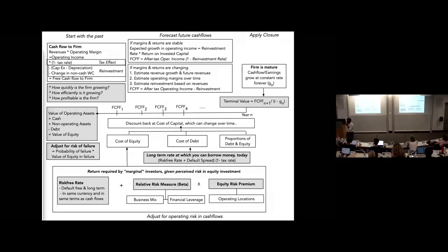Think of this as a relative risk measure. In fact, let's scale it around 1. 1 means your average risk. Above 1 means you're above average risk. Below 1 means you're below average risk.